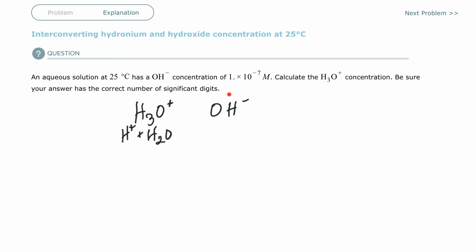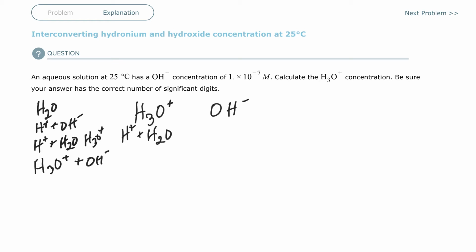H plus OH minus is water. Right? So what happened was that water broke apart into H plus and OH minus. The H plus joined to a separate water molecule next door, a neighboring water molecule, to make H3O plus, and then you ended up with H3O plus and OH minus. Those two things together both came from water.